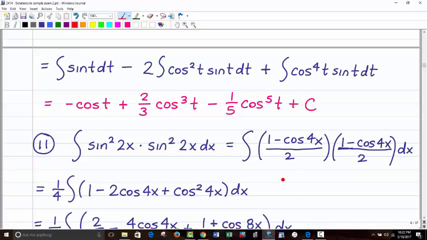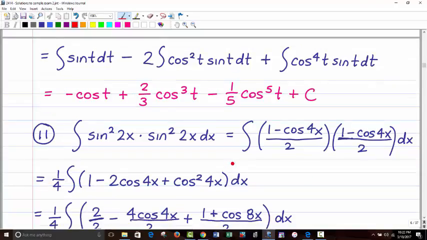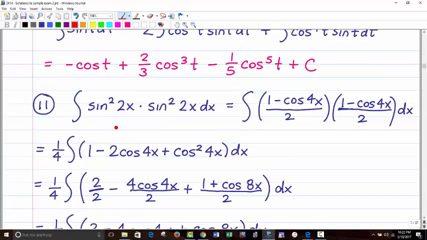So if your angle is 2x, it'll be 4x when you double it. So you have 1 minus cos 4x over 2 times 1 minus cos of 4x over 2. The denominator 2's can both come out and become 1/4 on the outside. And then you FOIL out 1 minus cos of 4x and 1 minus cos of 4x, which yields this result.